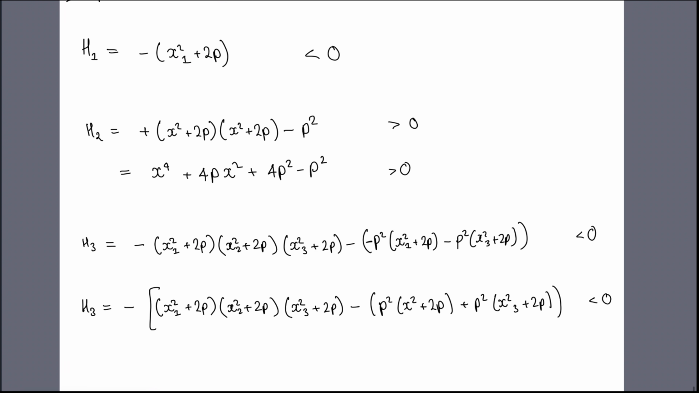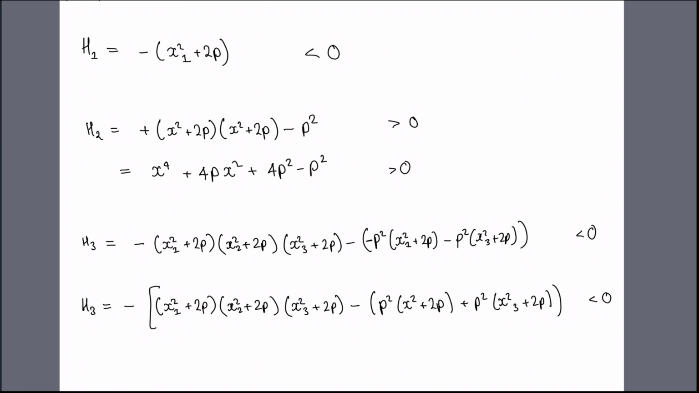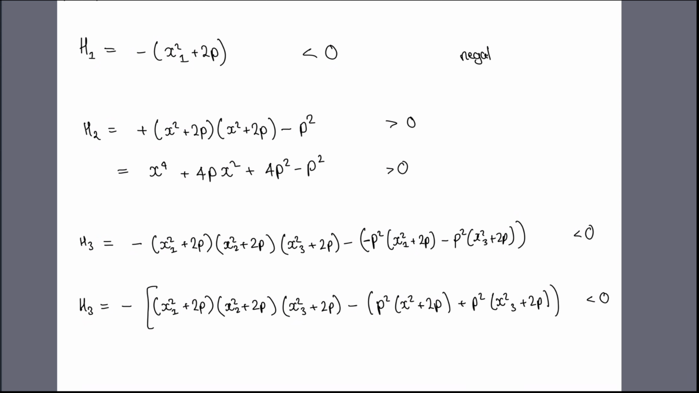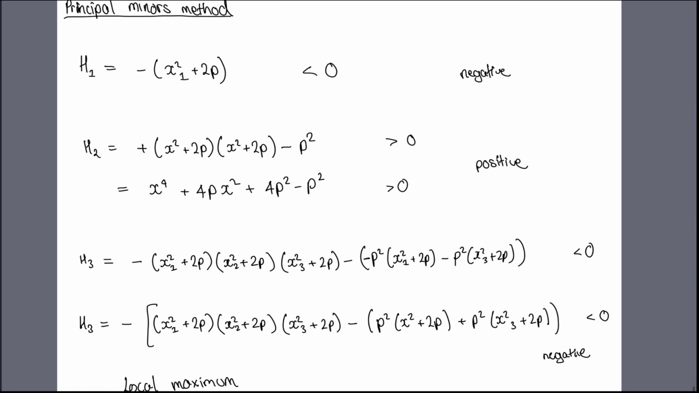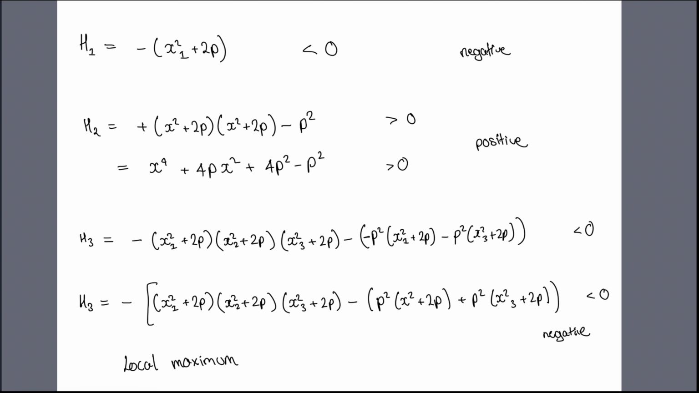So this is negative. Whenever we have this pattern of negative, then a positive, then another negative, it means that we have a local maximum. If it was that all the principal minors were greater than 0, it would mean that we had a local minimum.